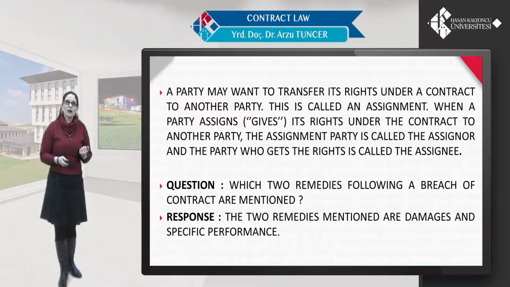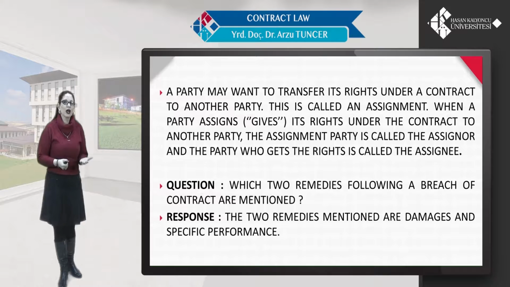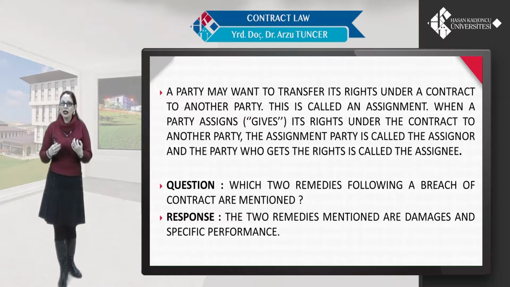A party may want to transfer its rights under a contract to another party. This is called an assignment. When a party assigns, so-called gives, its rights under the contract to another party, the assigning party is called the assignor, and the party who gets the rights is called the assignee.